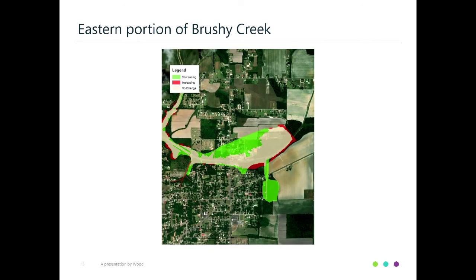This is the eastern end of Brushy Creek in Atmore, and this is where you'll see the largest number of structures and buildings being impacted. Here you'll see a huge reduction of floodplain, especially here on the northern end, with many structures being removed. And you'll see another large area here. It doesn't seem to affect many structures, but another large area being taken out, with minimal areas being added.